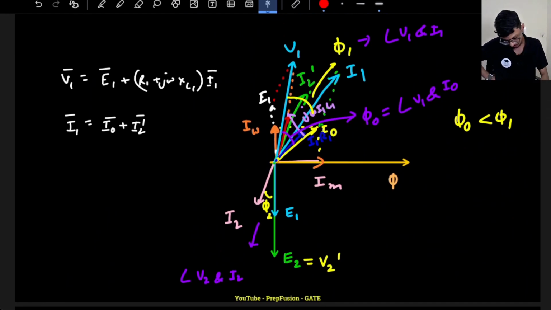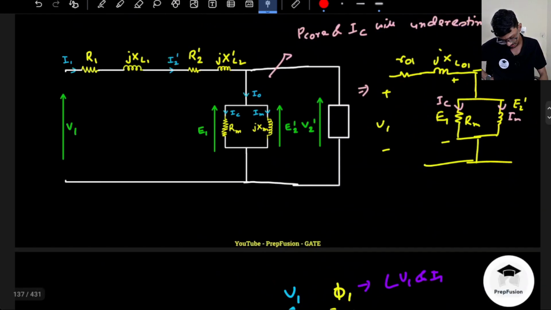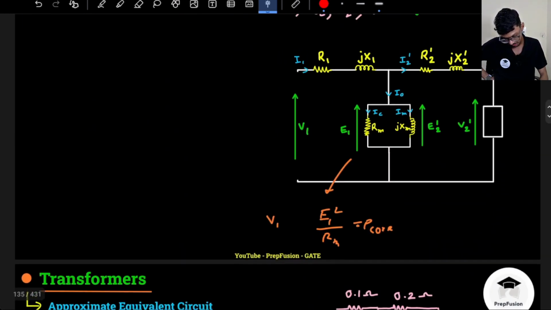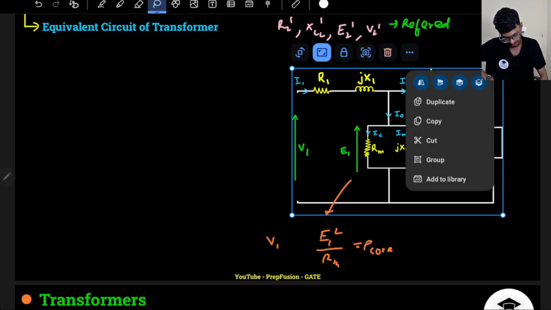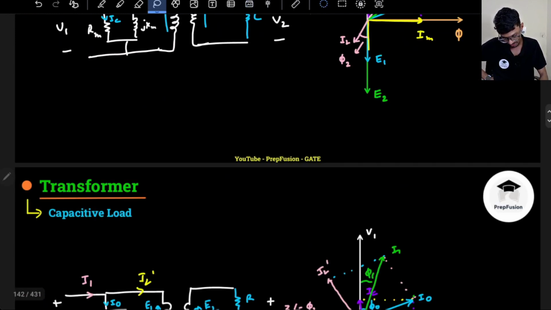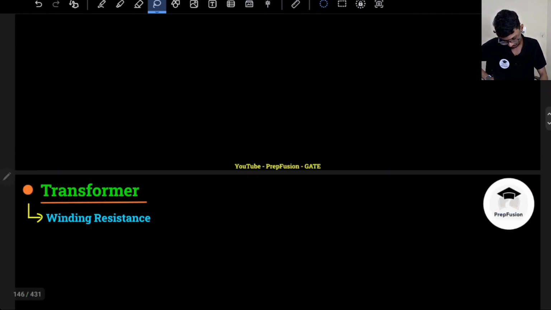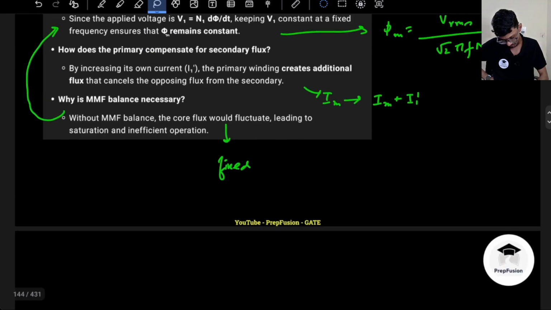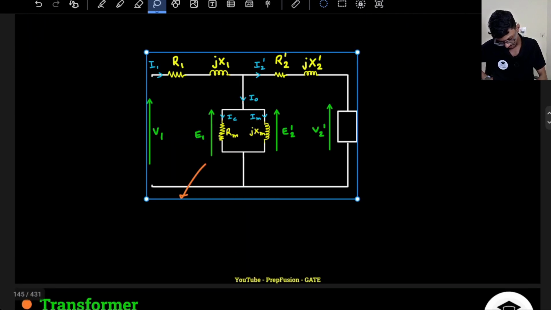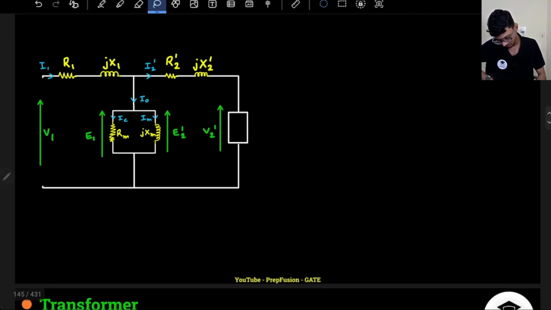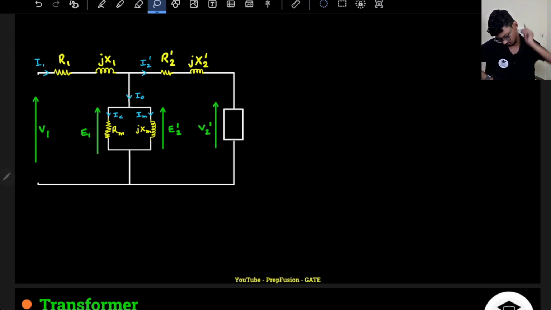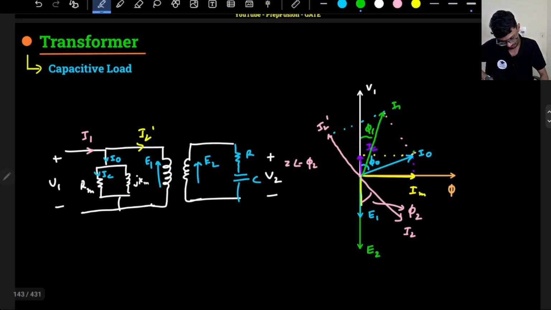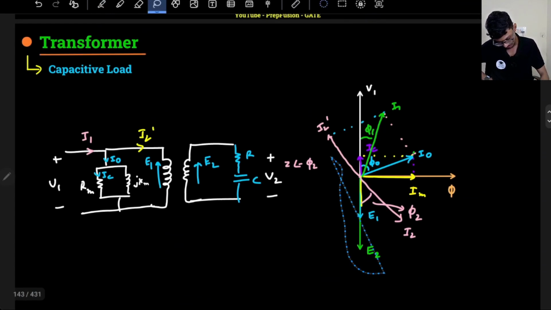Okay, so let's take the exact analysis. I'm drawing the equivalent circuit, and the approximate phasor diagram, with the easiest method. So I have the circuit diagram here, and the initial phasor diagram is this only, correct? This will always be correct. This will always be there.